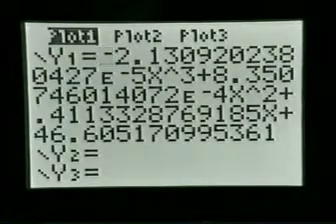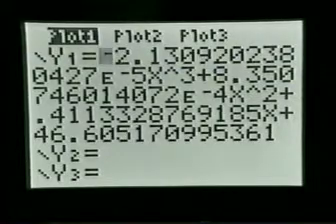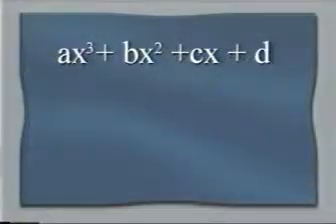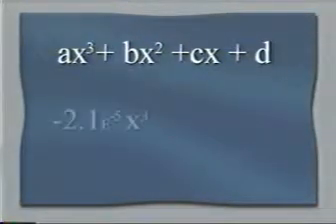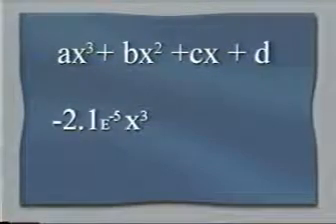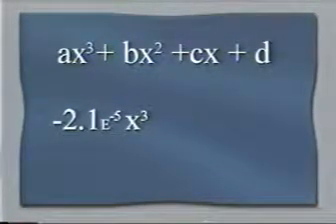Here is the equation, and again, now we have quite a lot of numbers floating around, but indeed it's quite easy to understand because this is a cubic model, which is the form ax cubed plus bx squared plus cx plus d. So here is your a, but notice it's negative 2.1 times e to the negative 5 x to the third. So it's a very, very small coefficient for the x to the third term.